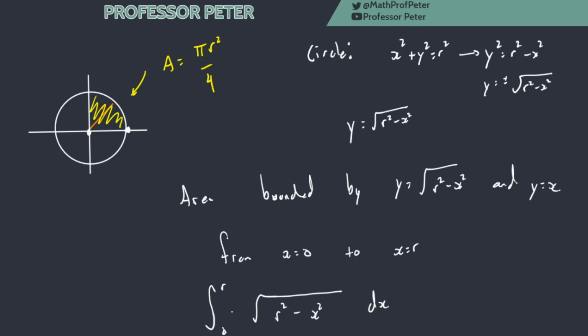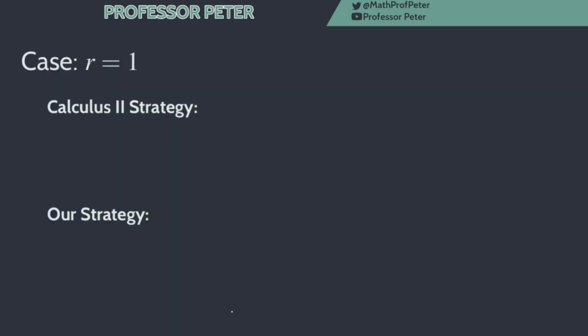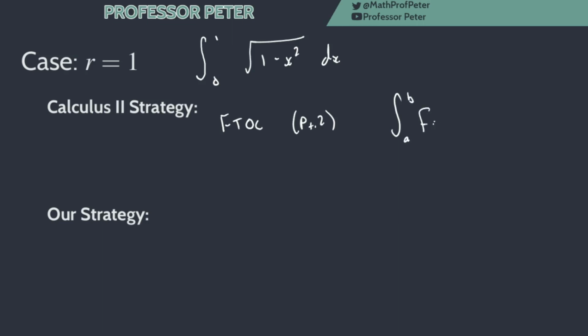Now this is a really common integral that people will look at. First, what we're going to do is consider the unit circle with r equal to 1. So that means we're looking at this integral from 0 to 1 of the square root of 1 squared minus x squared. And this is a really common integral that gets done most of the time in Calc 2. And so in Calc 2, the strategy is to use the fundamental theorem of calculus, part 2, which says the integral from a to b of some function is equal to the antiderivative evaluated at b minus the antiderivative evaluated at a.